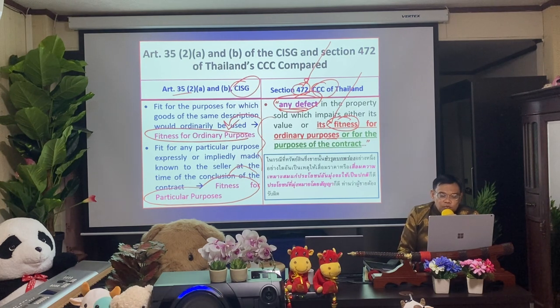Right, so in this case, we might not say that this car is a non-conforming car according to section 472, okay? But if we apply the concept as embodied in section 35.2 to A, we can see that this Mercedes car, when it doesn't seem to be so smooth like this, is not fit for its ordinary purpose. Because the ordinary purposes of buying this car include comfort, ease, and also great pride in the use of this car, see?